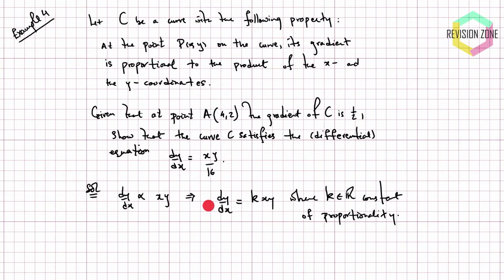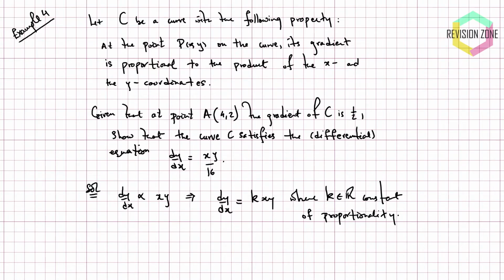So we already know that our derivative is actually going to be of that form. Okay, so all we have to show is that our k would work out to be, say, a 16th, and then we're home. How are we going to do that? We're going to use the information that we're actually given, the fact that at the point A, we know that the derivative is a half.